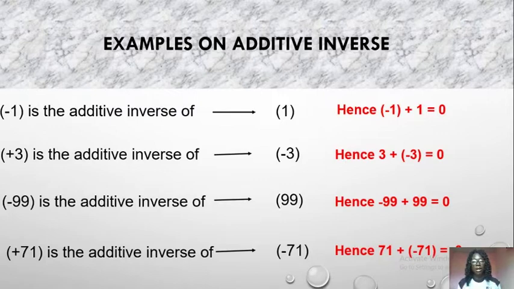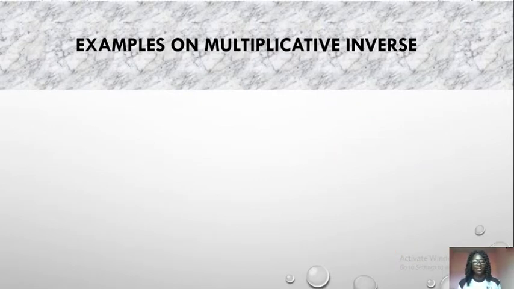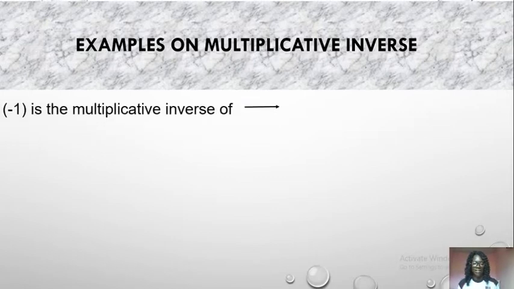So inverse on multiplication is what? It is the reciprocal of the number. If I say 1, the reciprocal of 1 will be 1 divided by 1. If I say minus 10, the reciprocal of minus 10 will be 1 divided by minus 10.